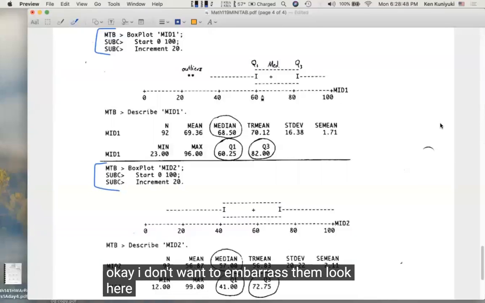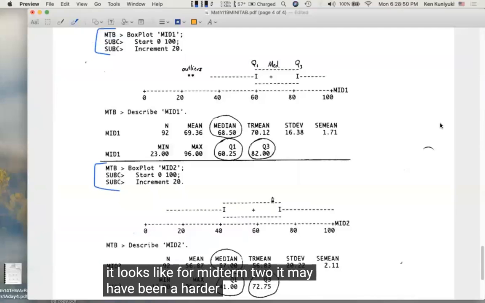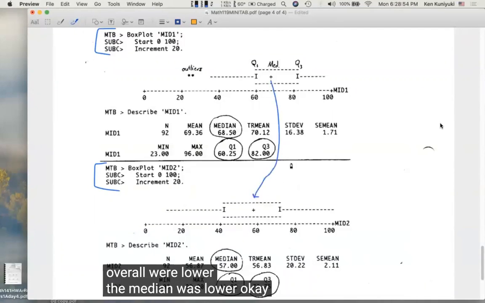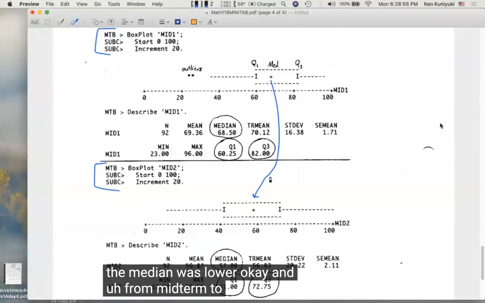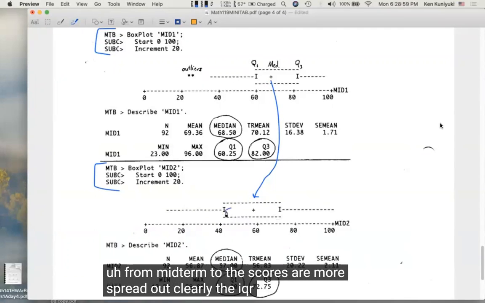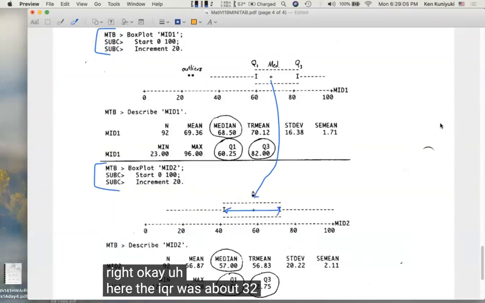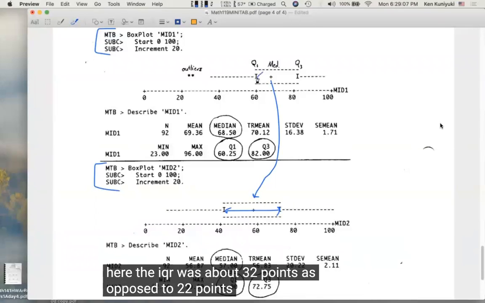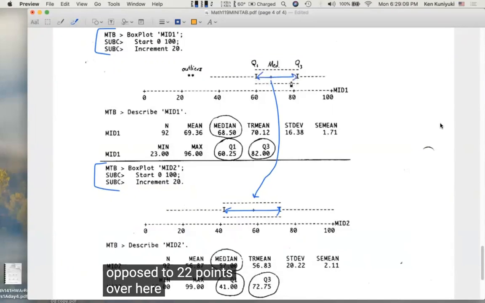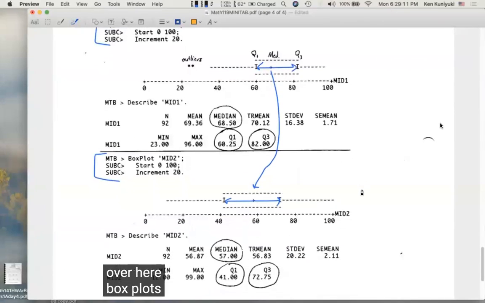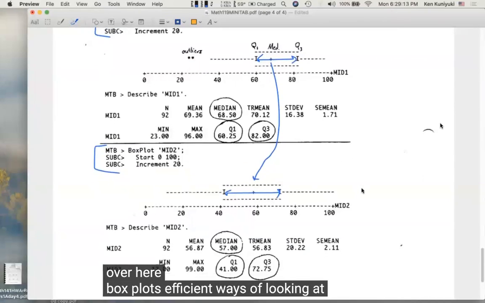Look here. It looks like for midterm 2, it may have been a harder test. The scores overall were lower. The median was lower. Okay, and for midterm 2, the scores were more spread out. Clearly, the IQR was bigger, right? Here, the IQR was about 32 points as opposed to 22 points over here. Box plots, efficient ways of looking at distributions.